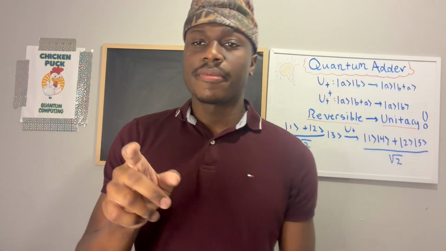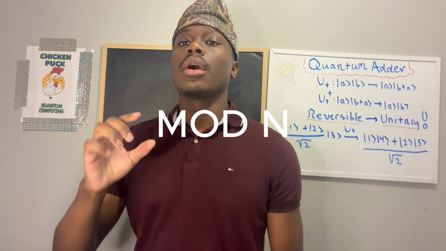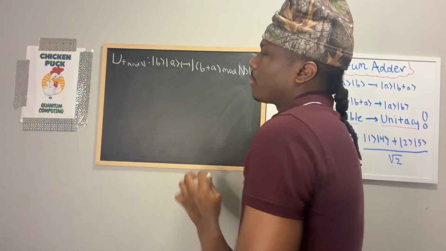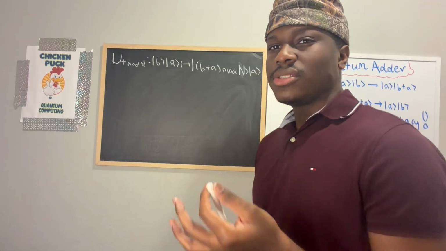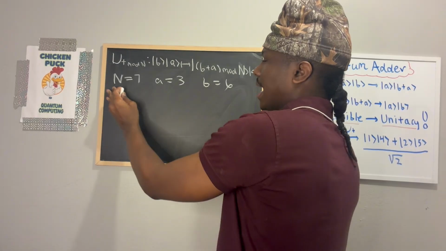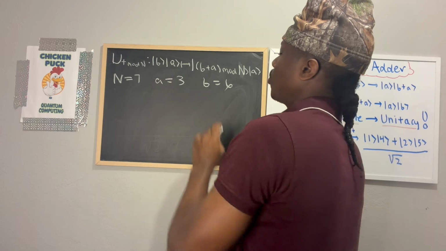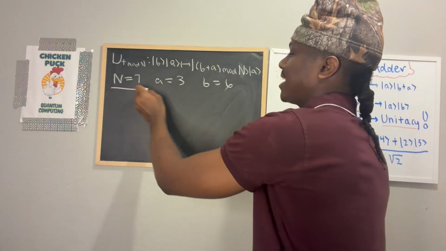We're going to go one step further and talk about quantum adder modulo n. For this theorem, instead of just ordinary addition, we're going to wrap around n. Let's use a very simple example. Let's say n equals 7, a equals 3, and b equals 6.